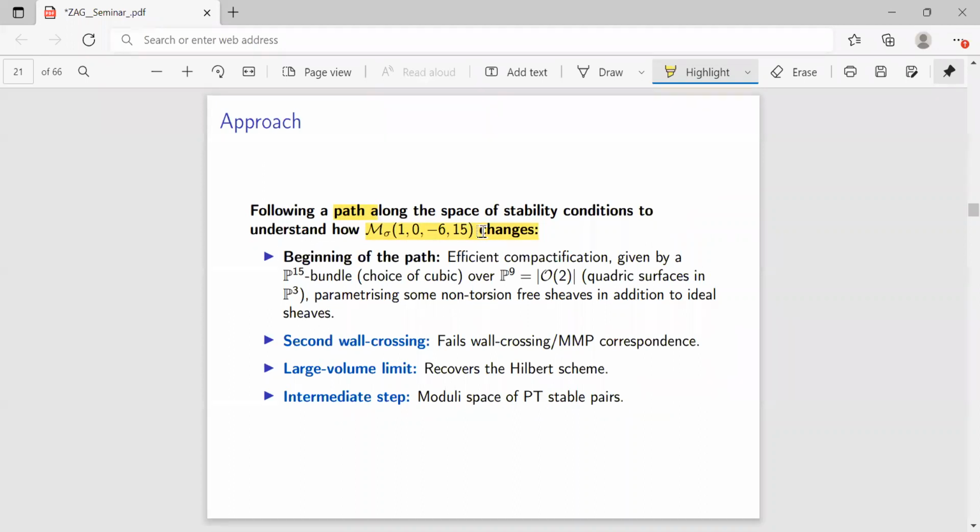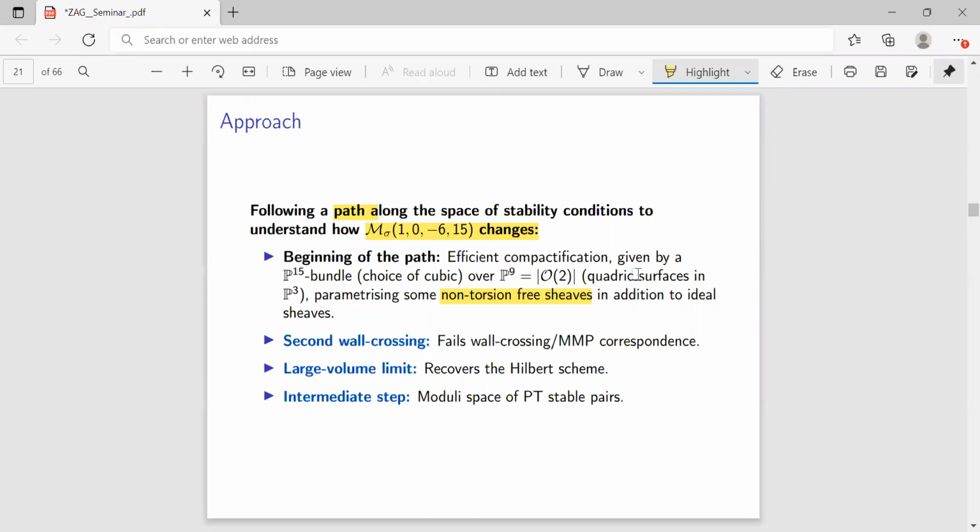So in the beginning of the path, we just get that compactification for free. This compactification would be a P15 bundle over a P9. This P15 is for the choice of cubics, and P9 is for the choice of quadric surfaces. This parameterizes some non-torsion-free sheaves in addition to the ideal sheaves that we were interested in. This is just the beginning of the path, but if you keep crossing the walls, then the second wall gives you that counterexample that I promised, that fails the wall-crossing and MMP correspondence for the case of P3.